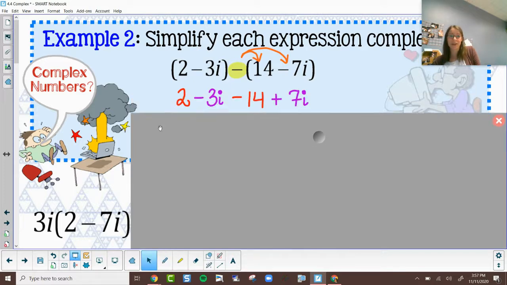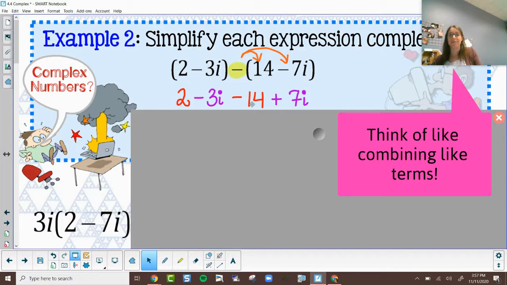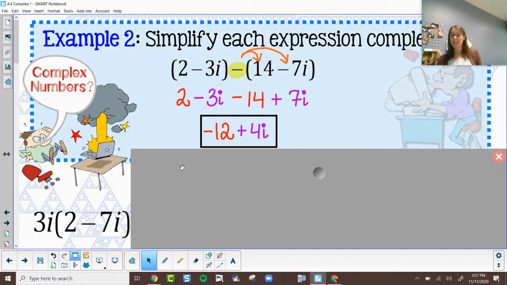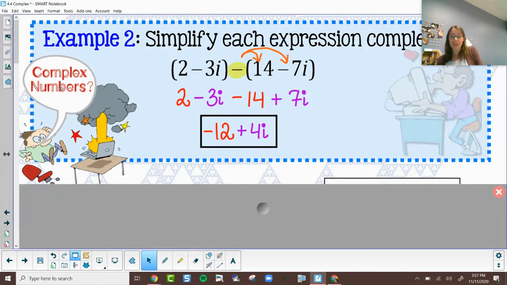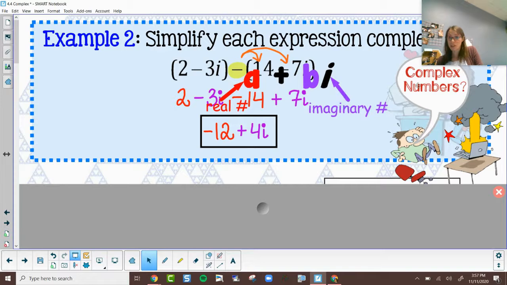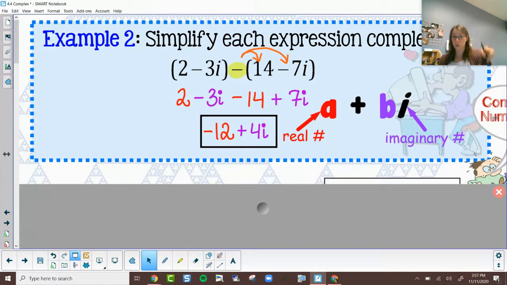So you can simplify complex numbers the way that you do everything else. Think of it along the lines of like terms. The biggest thing is the order. Order will matter with these. So I have 2 minus 14, so there's negative 12, minus 3i plus 7i gives me positive 4i. So these kinds of numbers are called the complex numbers. You have an imaginary part and you have a real part, and they are written in that order. It always goes the real number and then the imaginary number.